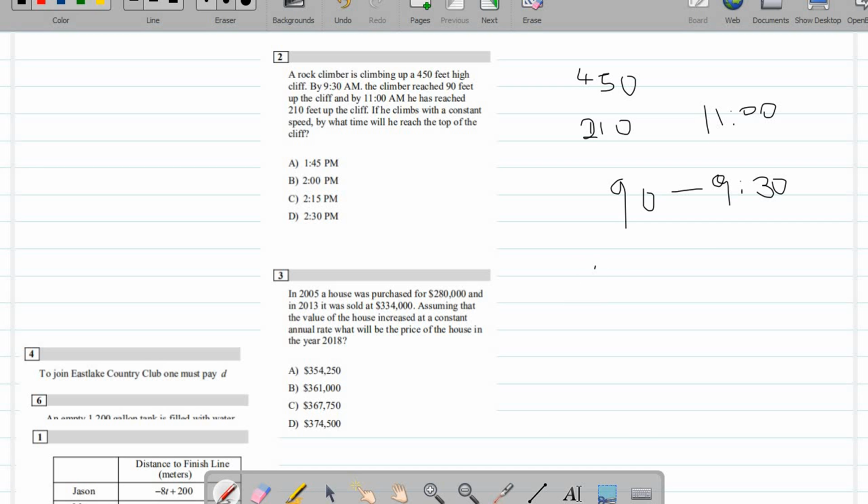So we're having 210. Since we're going to be using minutes, 1 hour 30 minutes is 60 plus 30, that's 90 minutes. So we're doing 210 divided by 90, that's 21 divided by 9. That'll give you about 2.33 feet per minute. 2.33 feet per minute.